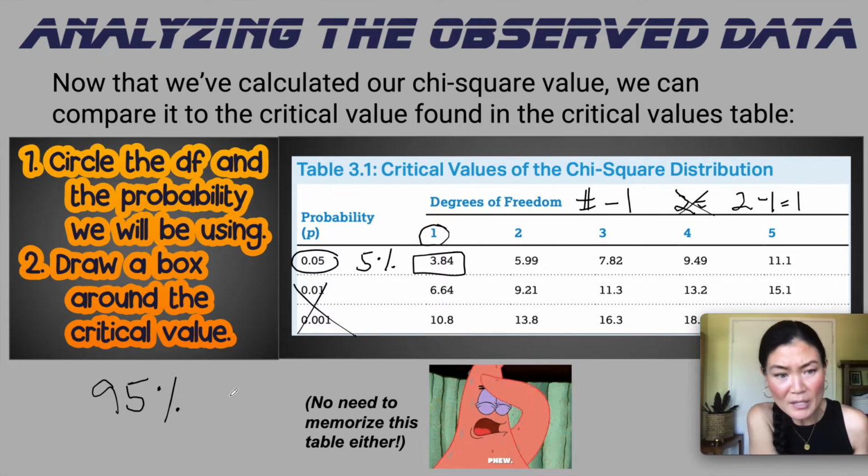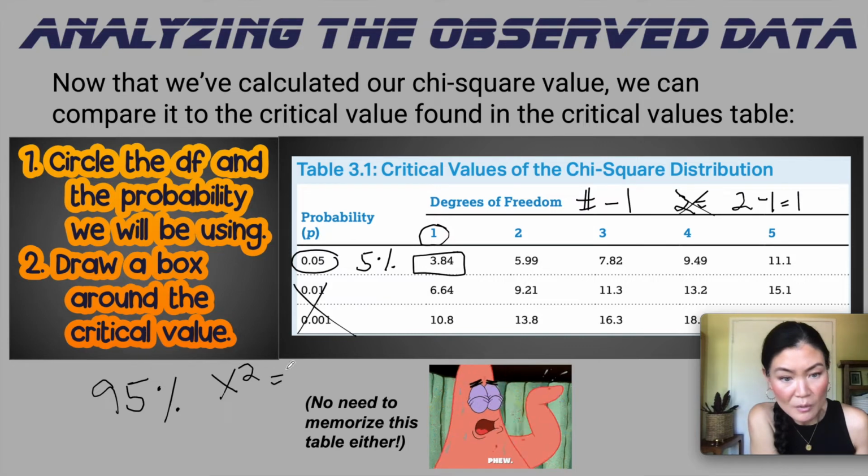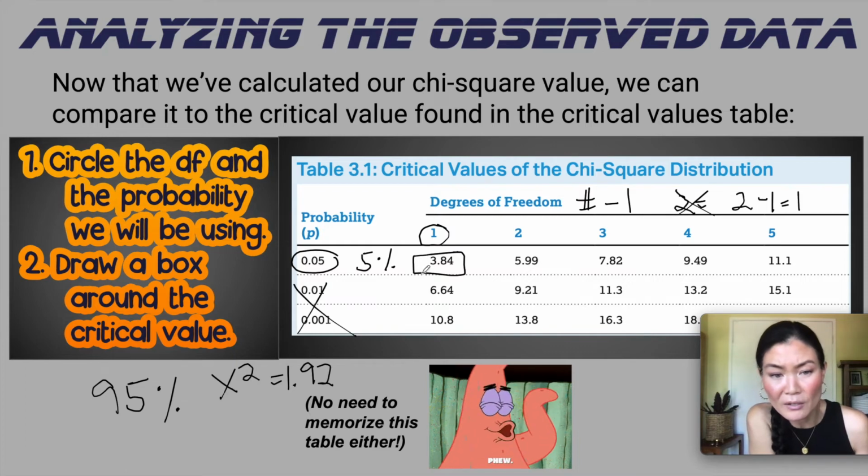Okay, and so what's happening here is that our chi-square value that we calculated, which is 1.92, has to be less than 3.84 in order to accept our null hypothesis. If our chi-square value is greater than 3.84, then we have to reject our null hypothesis, and what that means is that our observed data is significantly different than the expected, and that there's something else going on in our experiment.